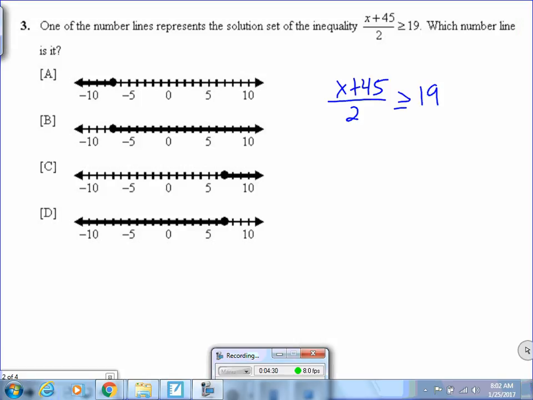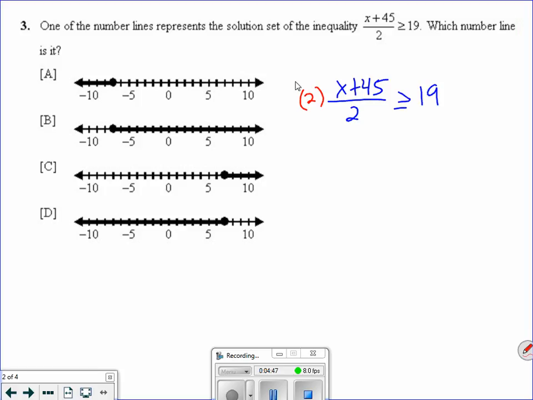All right, moving on to number 3 here. Now this one's a little bit different. We've got the x plus 45 in the top of the fraction, and then that's all divided by 2. So the first thing I need to undo in this one is that dividing by 2. So to undo dividing by 2, I need to multiply both sides by 2.